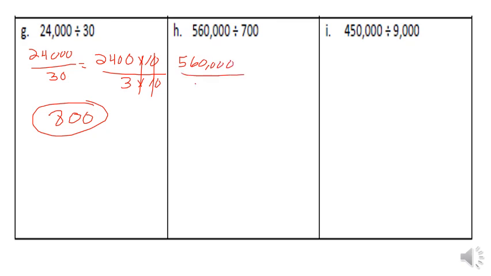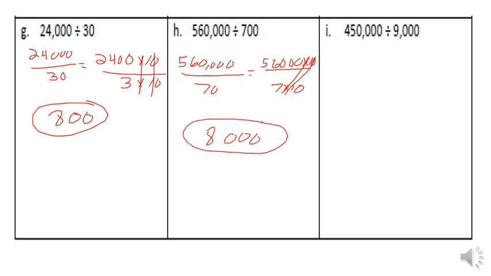Now we have 560,000 divided by 70, which we can take a 10 out of. I can tell it's a 10 because I have 7 times 10. And that means I'm going to write this as 56,000 times 10. Take out the common factors. And we have 56,000 divided by 7, not 10. 56 divided by 7 is 8, and I have 3 zeros for 8,000.